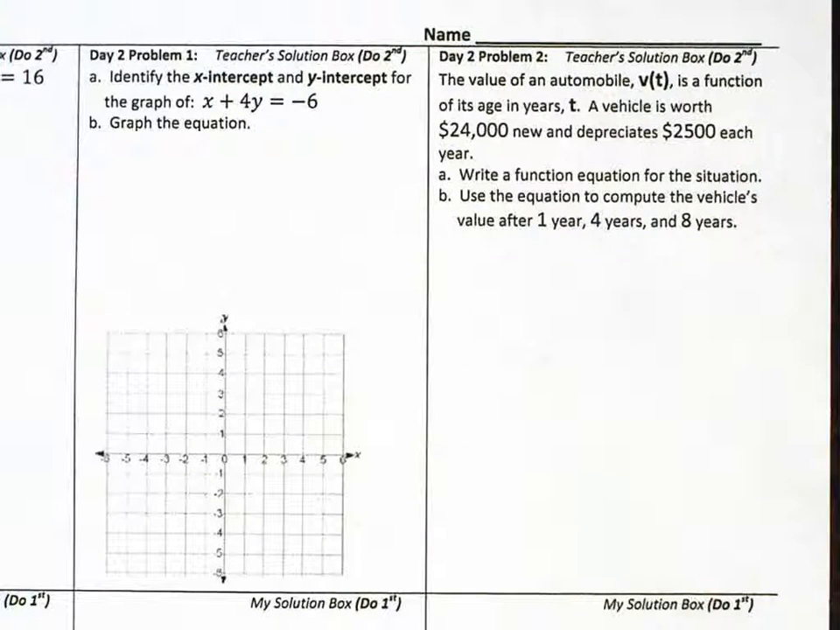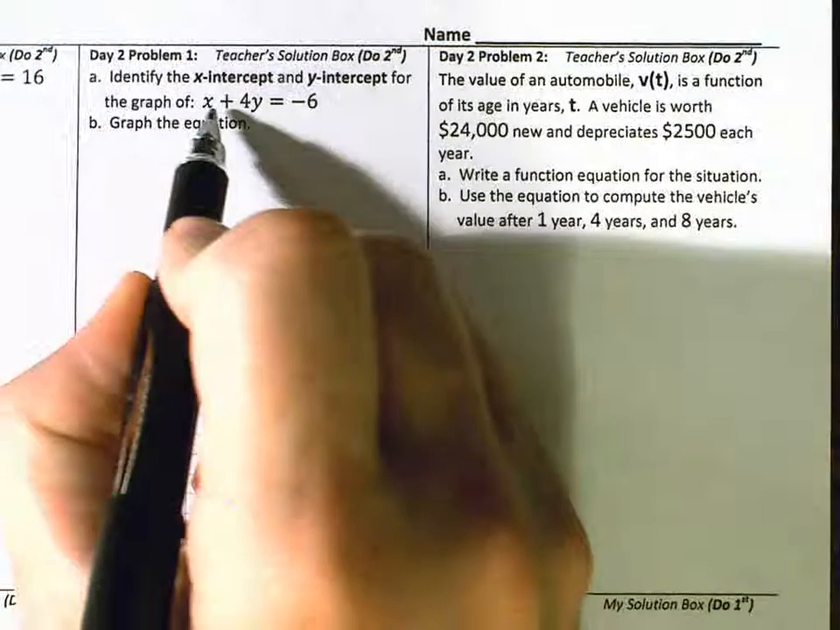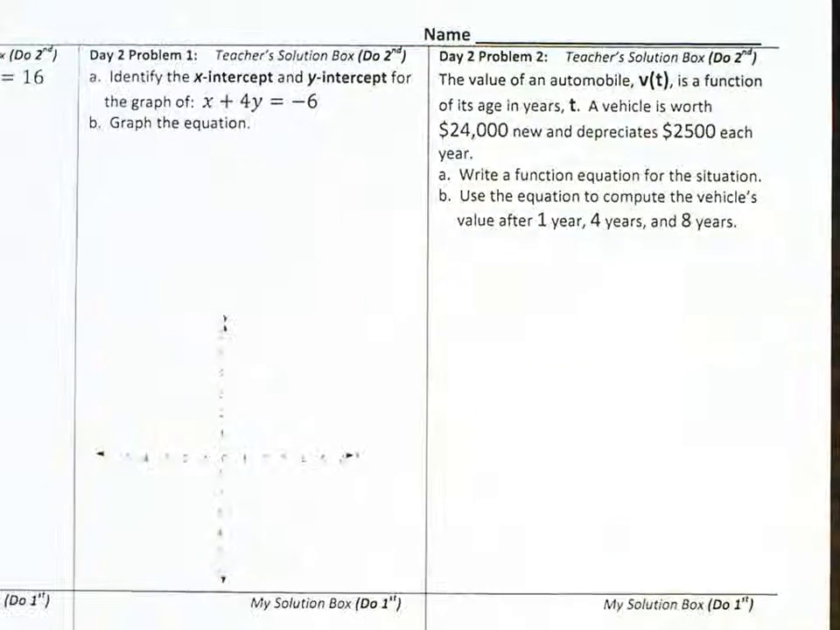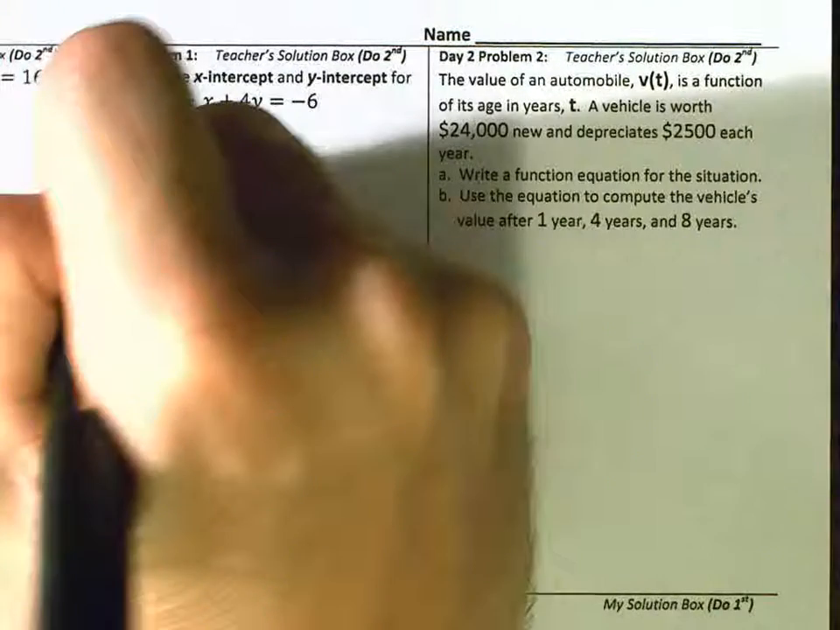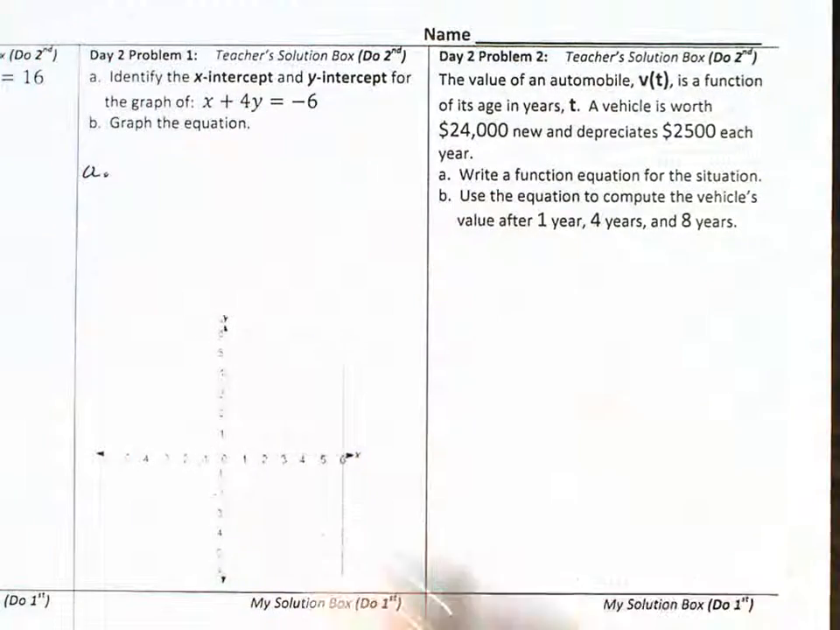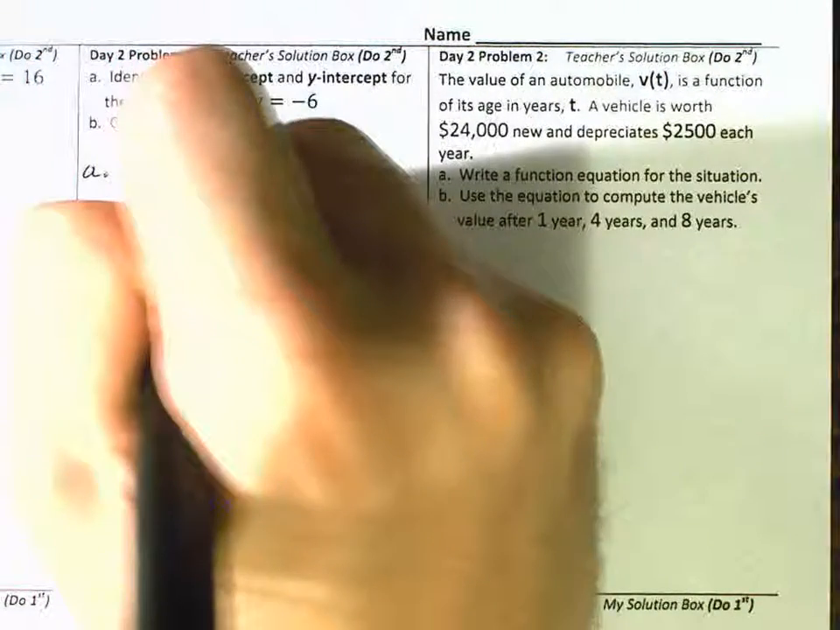Here's the solution for Day 2, Problem 1. In question A, identify the x-intercept and y-intercept for the graph of this equation. And then in question B, we'll graph that equation. So question A, we're first asked to find the x-intercept.